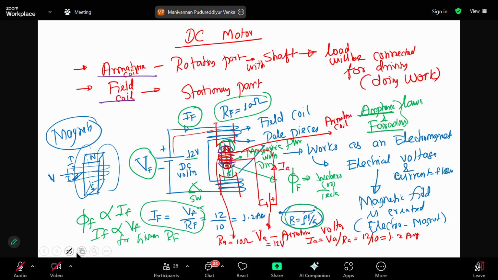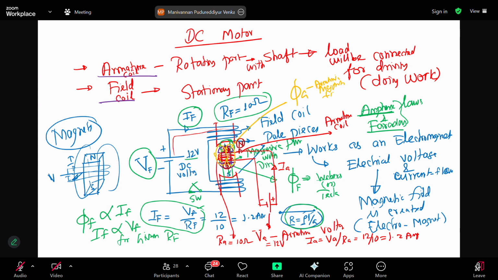So there's a magnetic flux. You can see the light yellow, I don't know whether you're able to see. It also produces a north pole and south pole. So that means there are two magnetic fields. One is the field magnet, phi F. The other one is phi A, the armature magnetic field.